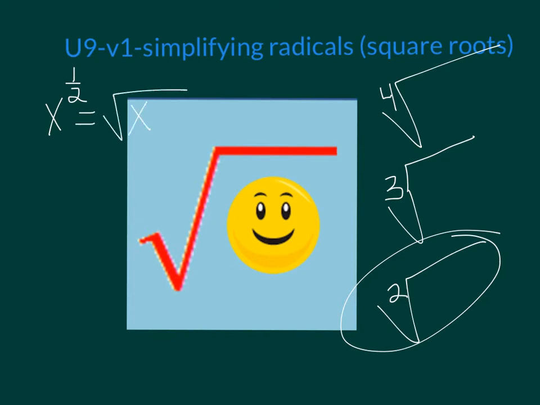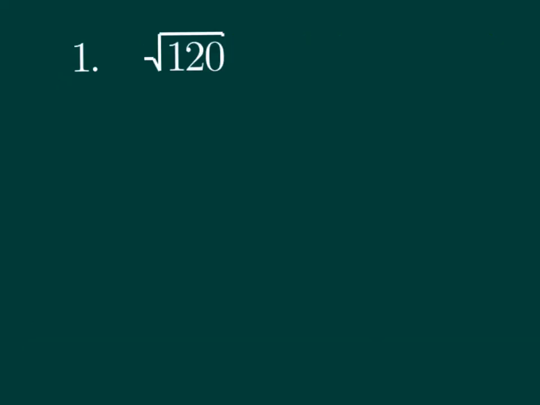So if I had 9 to the 1/2, it is the same thing as asking about the square root of 9, which is plus or minus 3. All right, so here we go.